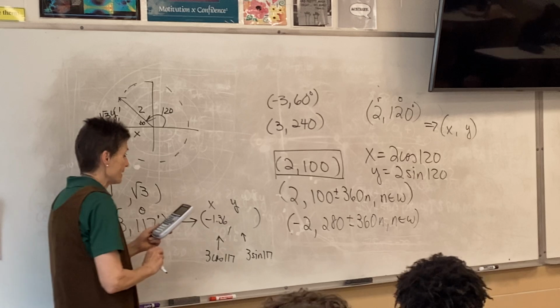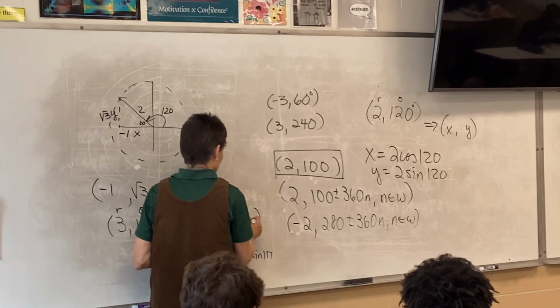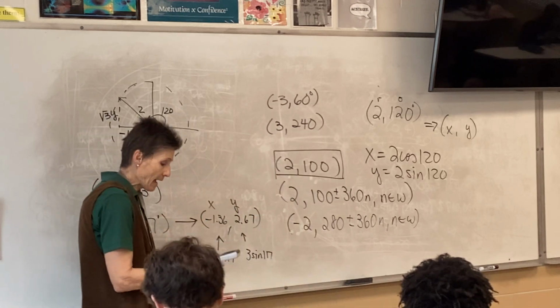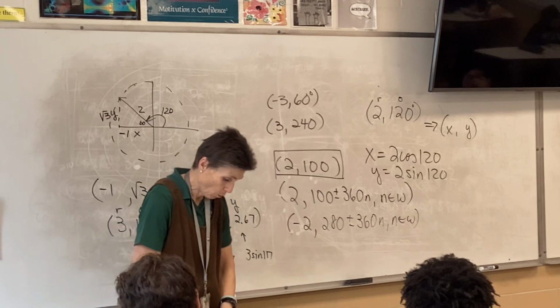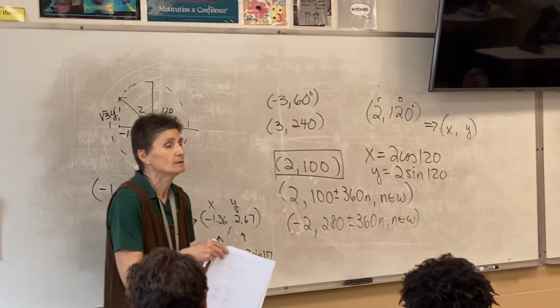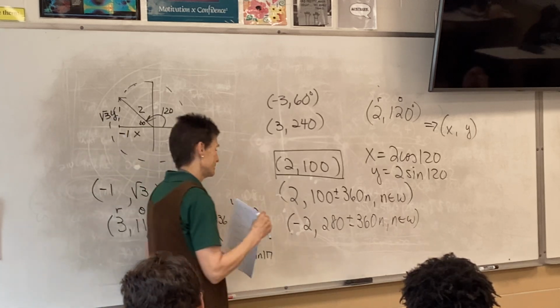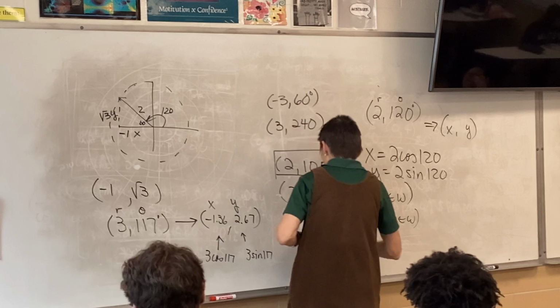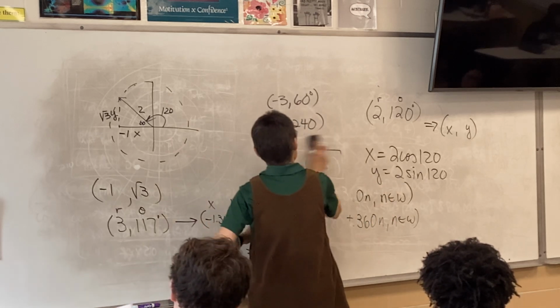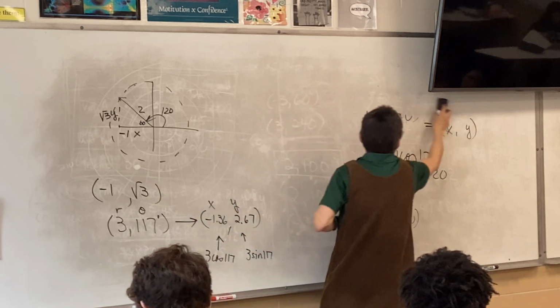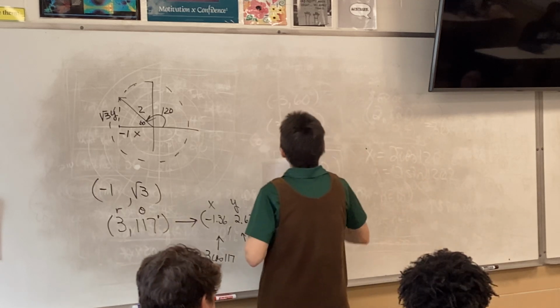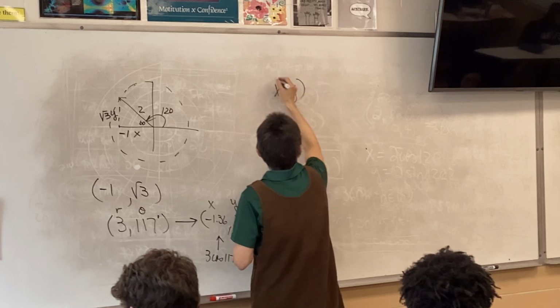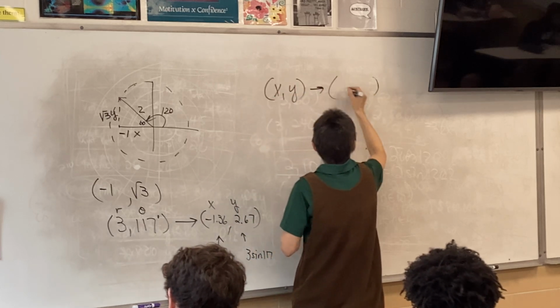And 2.67. How hard is it to change from polar to rectangular? Not hard. Not hard. All right, now we're gonna go the other direction. Now we're gonna start with X and Y. And we're gonna find R and theta.